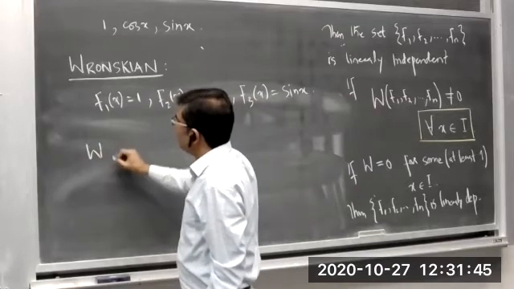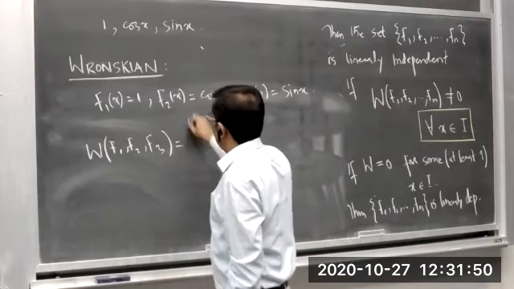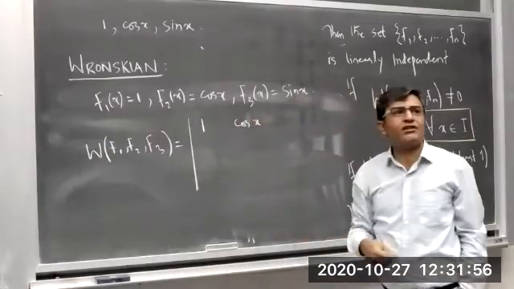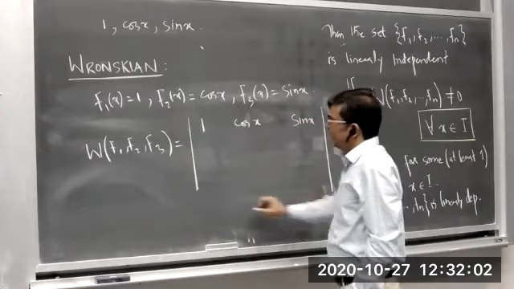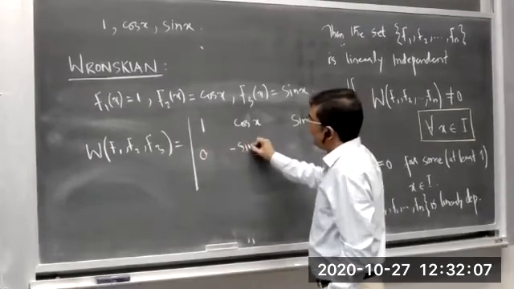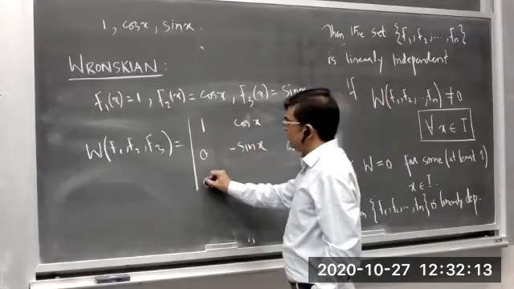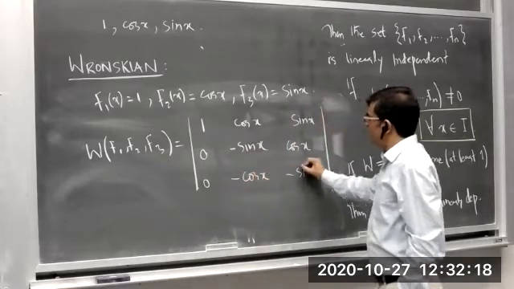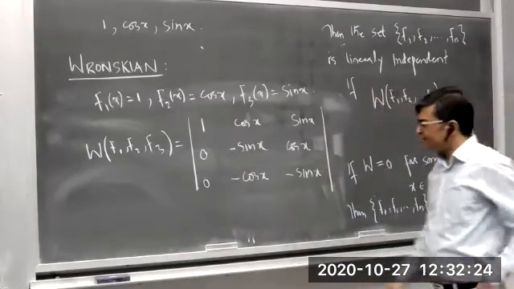So we find the Wronskian of f1, f2, and f3. We write the functions first in the first row, without the derivative: 1, cos x, sine x. Then the first derivatives of these functions: the derivative of 1 is 0, the derivative of cos is minus sine, the derivative of sine is cos of x. And then again the derivatives: 0, the derivative of minus sine x is minus cos of x, and the derivative of cos is again minus sine of x. Now you solve this determinant.